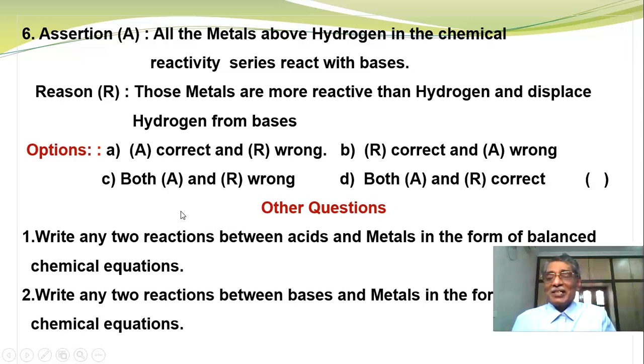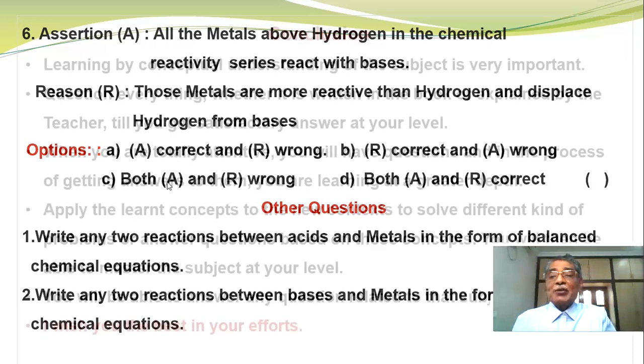Other questions. Write any two reactions between acids and metals in the form of balanced chemical equations. Question 2. Write any two reactions between bases and metals in the form of balanced chemical equations.